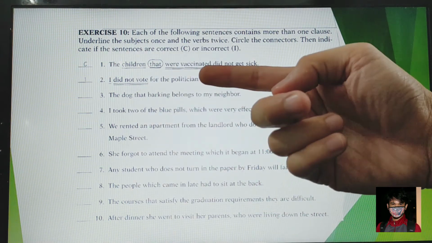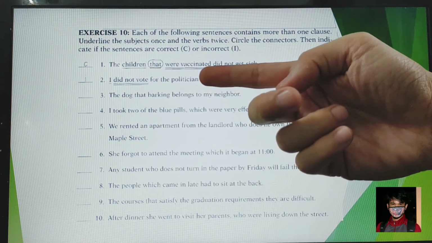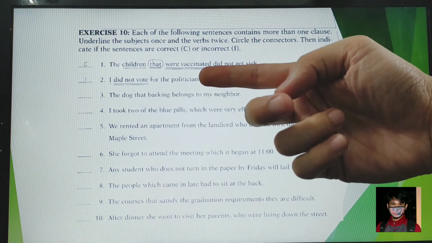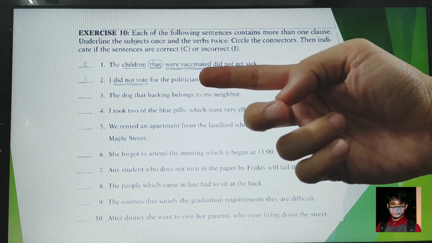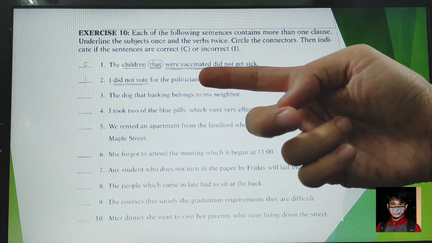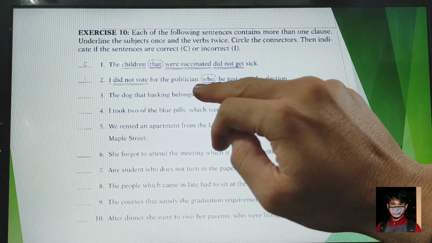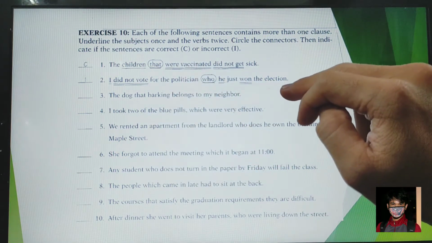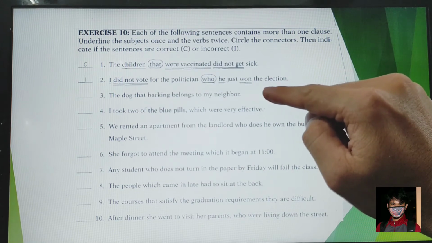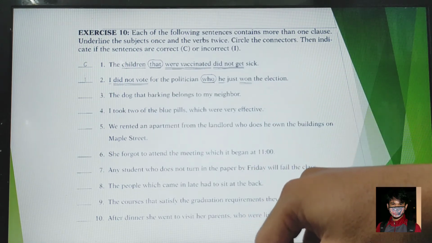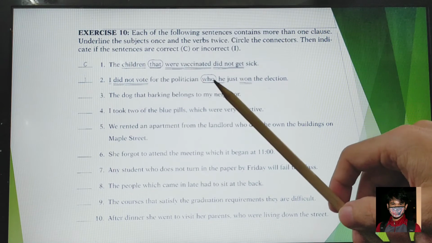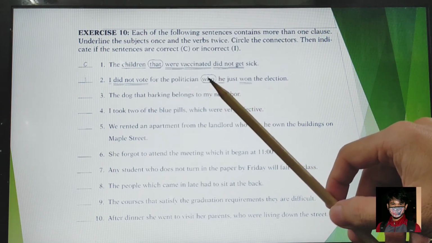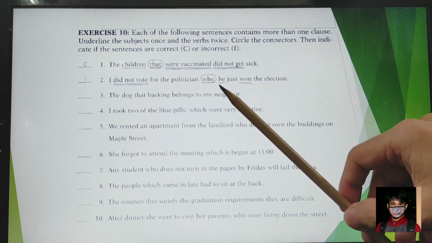If you just omit this, you could still have a good sentence: I did not vote for the politician. So this describes a noun: who he just won the election. But the question is, is it correct or incorrect? This adjective clause is identified as an incorrect sentence. Why? Because there is a he here.